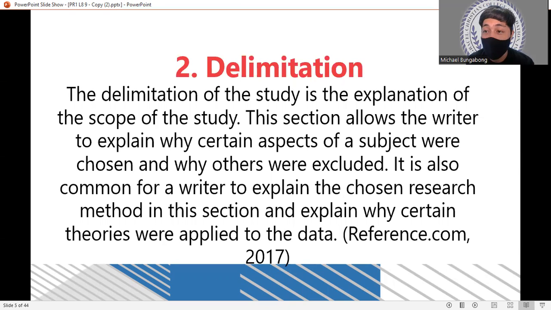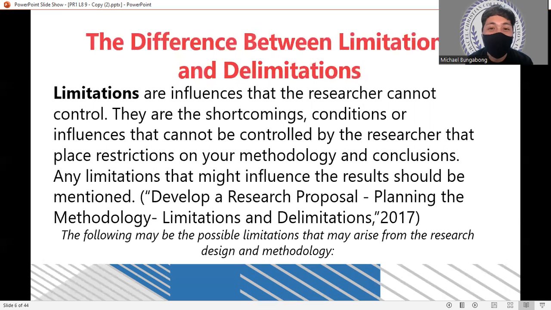Yung mga question natin why, bakit yan yung mga napili nating mga variables or bakit yan yung nandoon sa inyong scope. Then the limitation function is to explain the reason behind it or why you chose that, why everything, all the whys. No? So next we have the difference between limitations and delimitations.